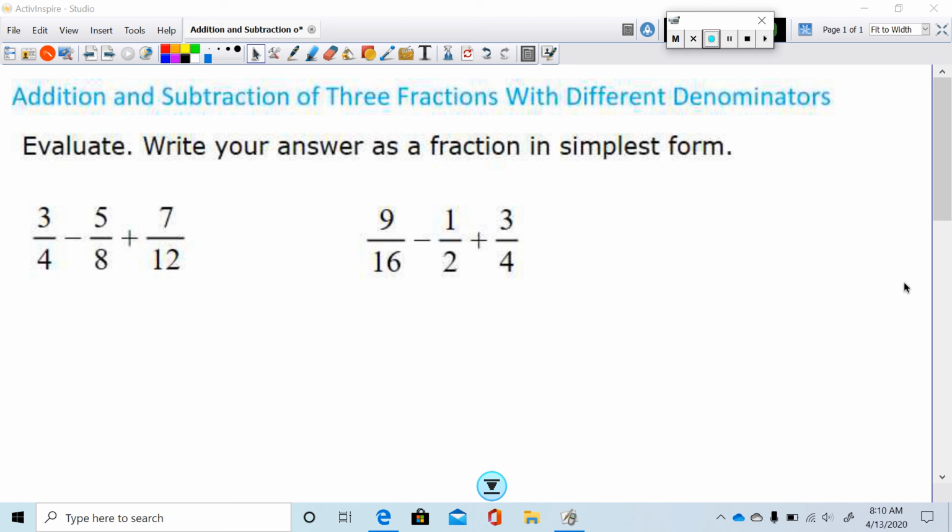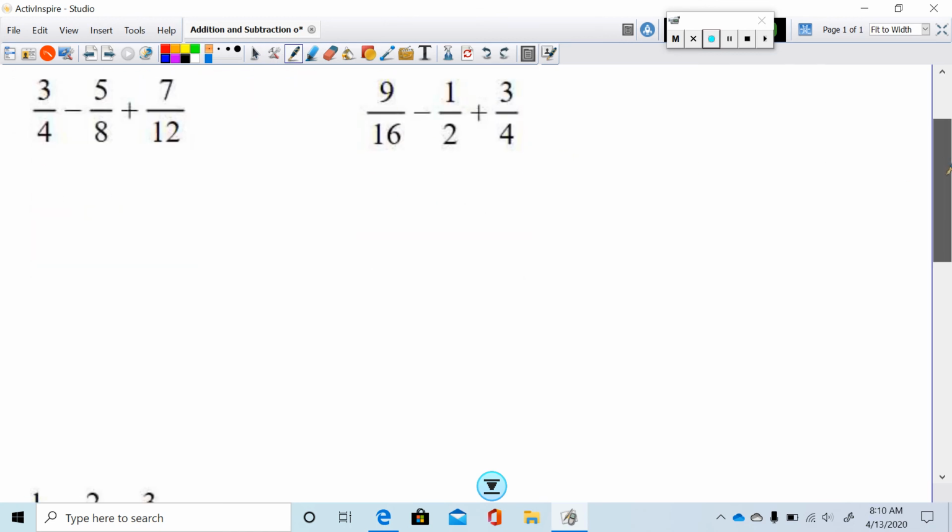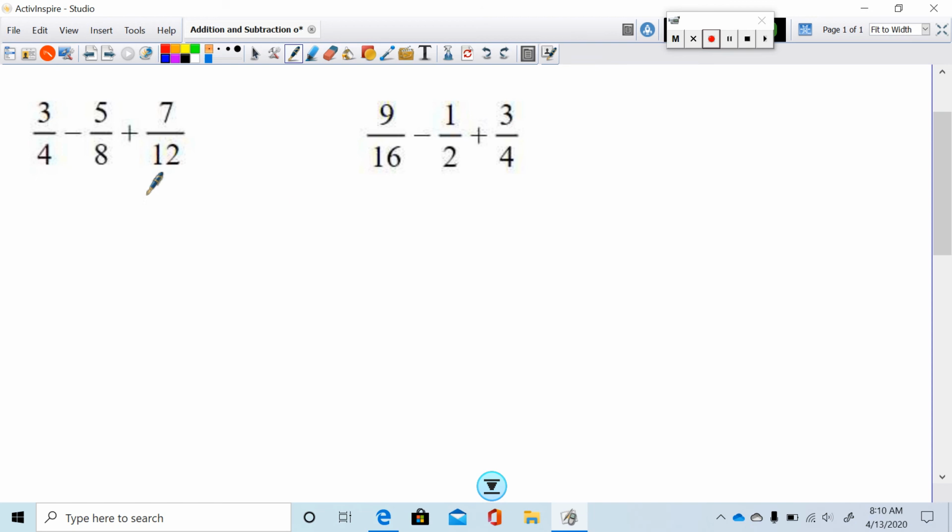Addition and subtraction of three fractions with different denominators. Evaluate and write your answer as a fraction in the simplest form. Okay, the first thing I'm going to do is write these numbers down vertically because I need to be able to get common denominators. In other words, I want the bottom number to be the same to add or subtract fractions.